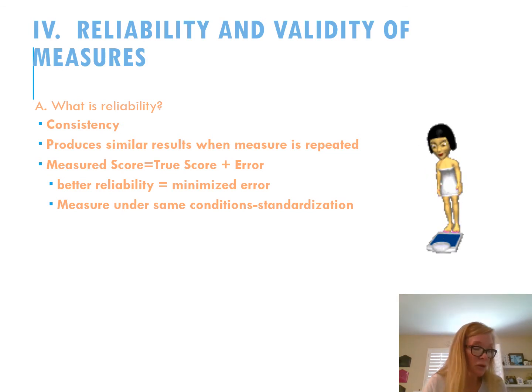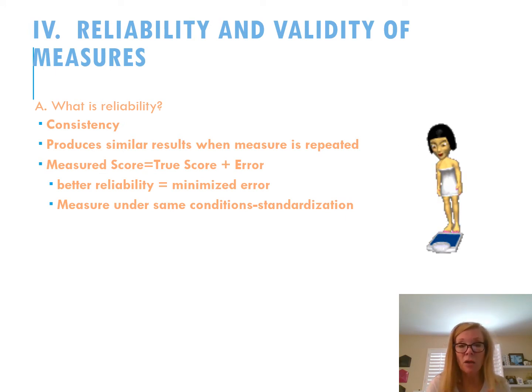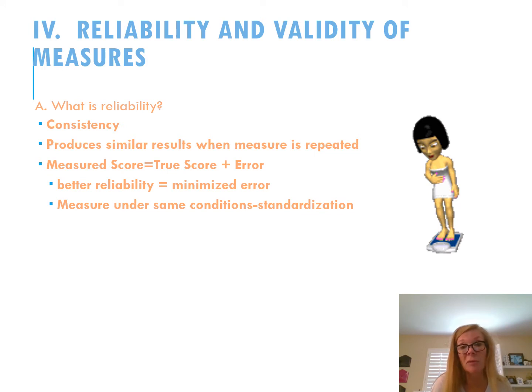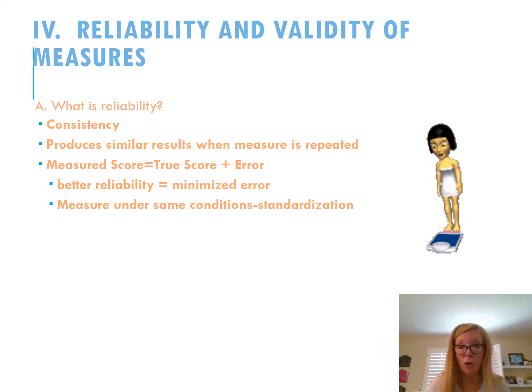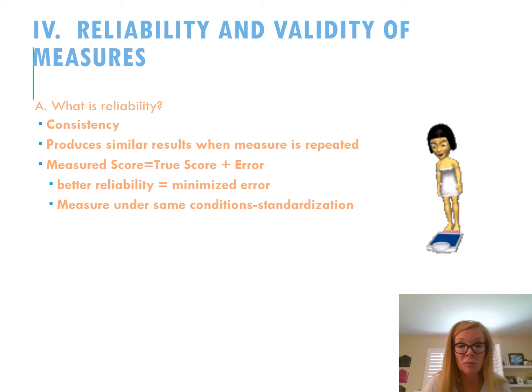Over several measurements, error will average 0. So as this lady gets on and off the scale, she might sometimes weigh a little more, she might sometimes appear to weigh a little bit less, but over several measurements, that error minimizes and approaches 0, the more times you measure, of course. So multiple measurements are also sometimes used as a strategy to increase reliability.